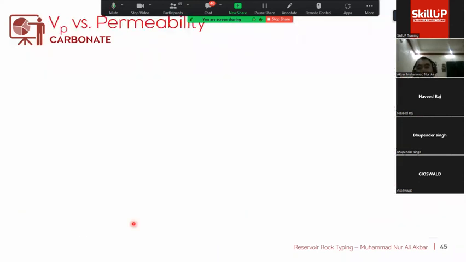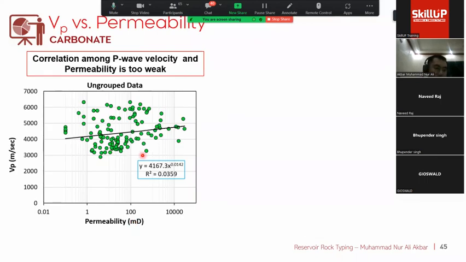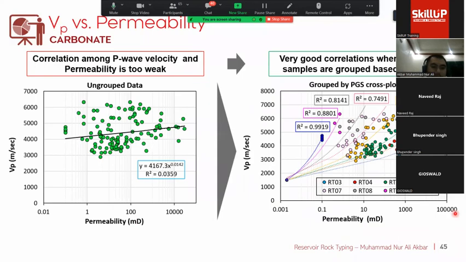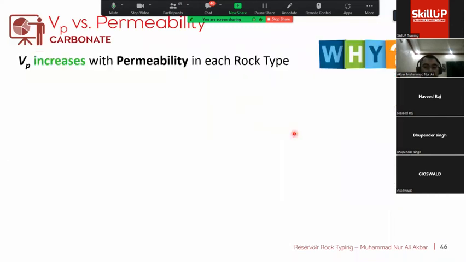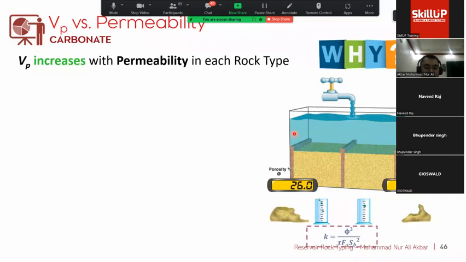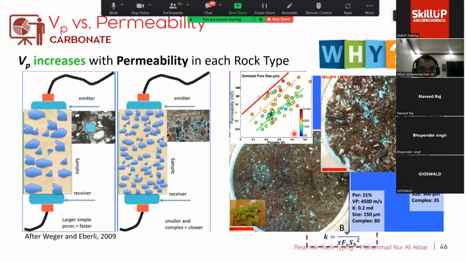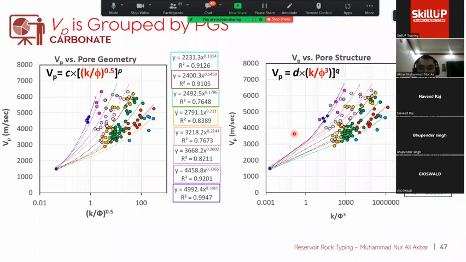So what happened? We saw the P-wave velocity and permeability is a really spread relationship. But what happens if we make the groups? When we create the groups based on the PGS, the data is beautifully separated in each rock group. From here, it's easy for us to identify and characterize the properties of the rocks. From these results, we can see, okay, the physical we can pause because we have limited time at this moment.